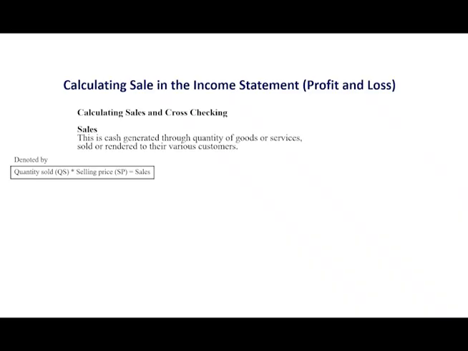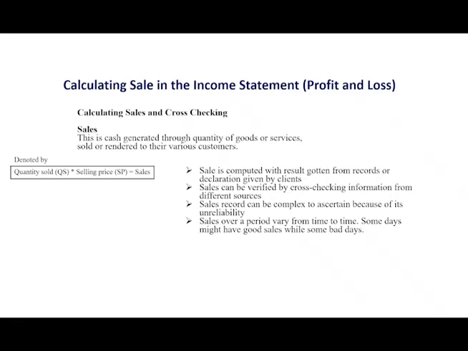Quantity sold, QS, multiplied by selling price, SP, equals sales. How is sales calculated? Sales is computed with results gotten from records or declarations given by clients. Sales can be verified by cross-checking information from different sources. Sales records can be complex to ascertain because of their unreliability. Sales over a period vary from time to time. Some days might have good sales while some may have bad days.